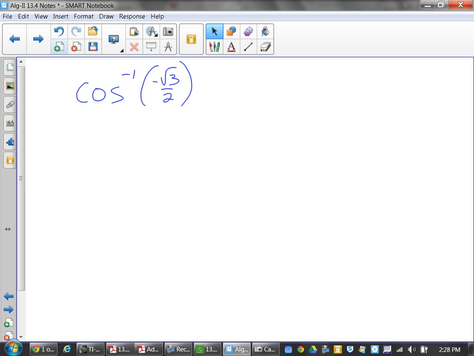Remember, this is asking you what angle has a cosine of negative √3 over 2. 30, 60, 90, very good. We know it's got to be a 30, 60, 90. Wait, no. Yes, it is. 30 degrees. It's a 30 degree angle again.